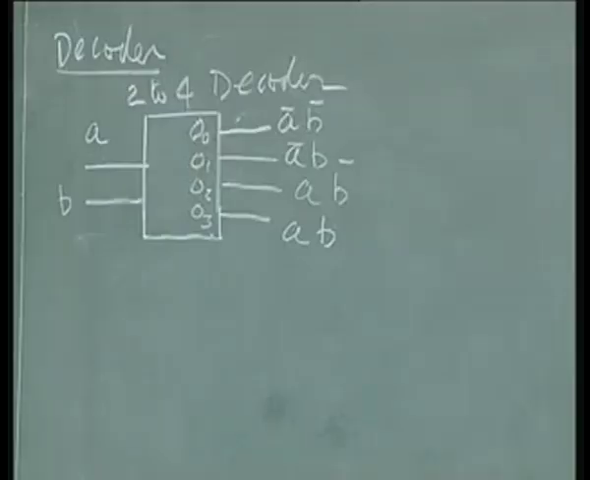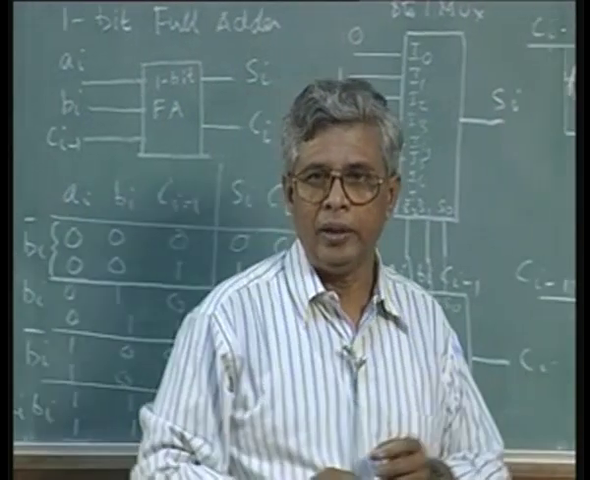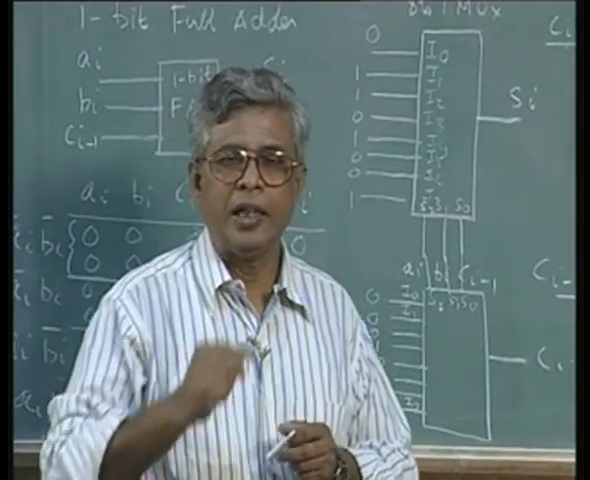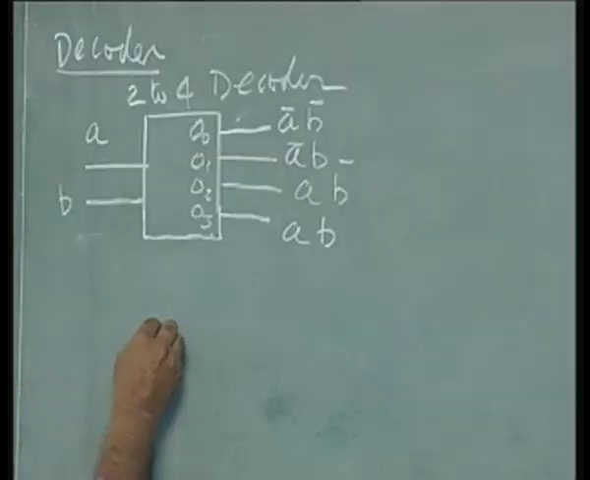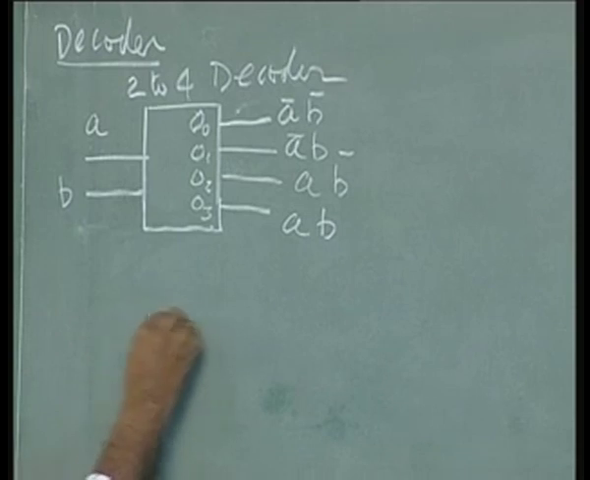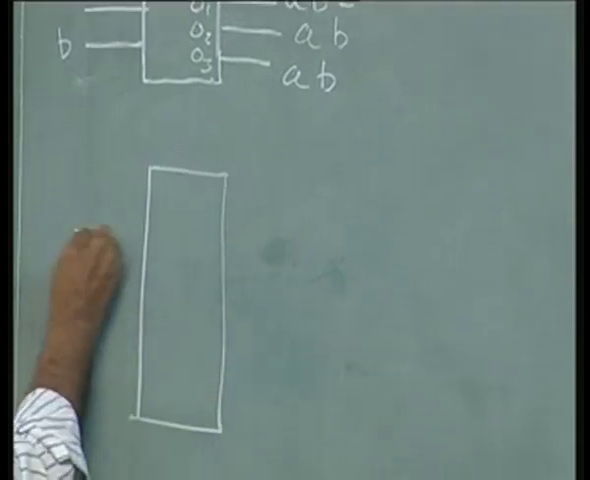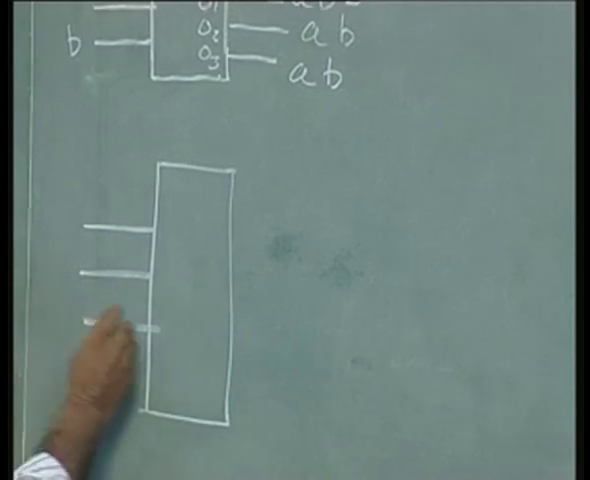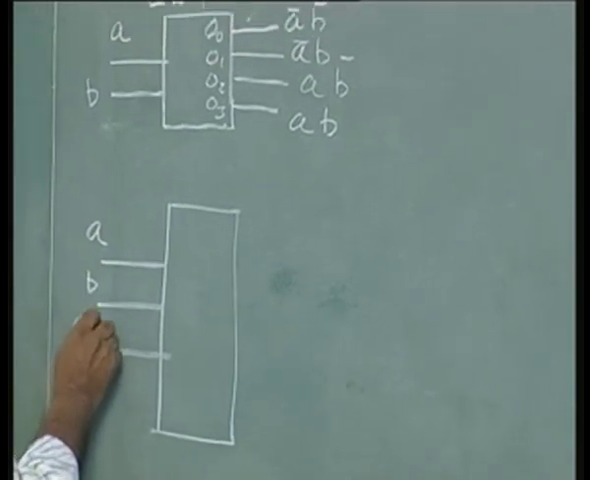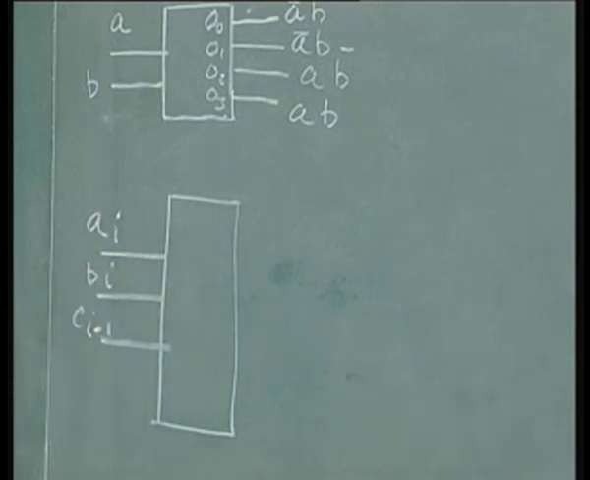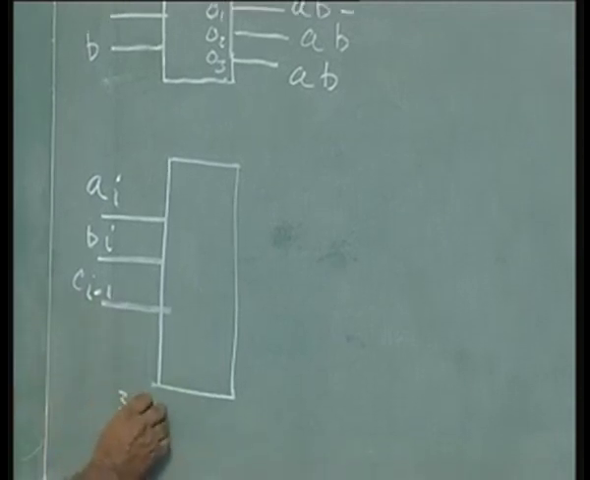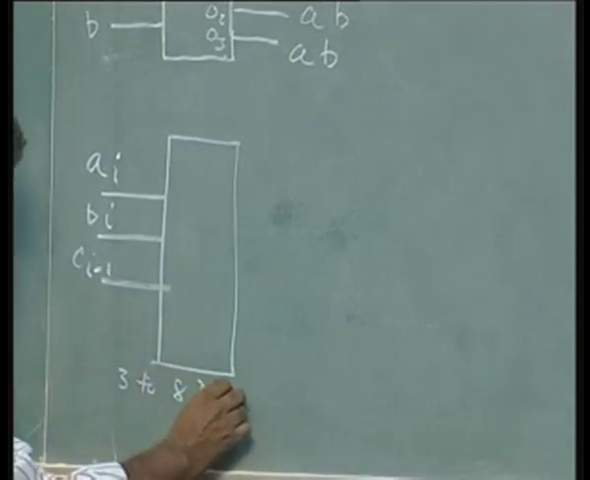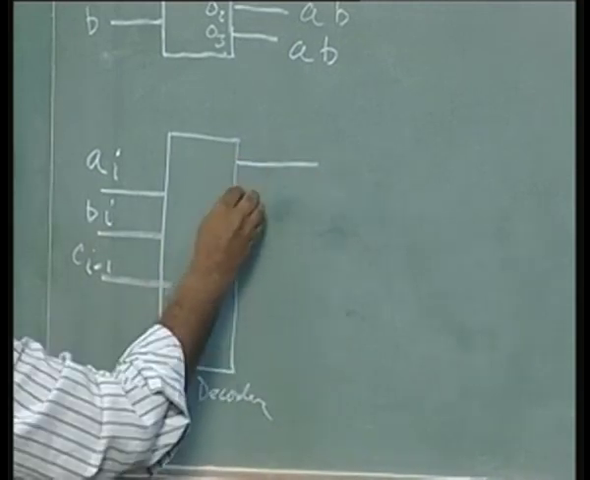So, let us see how to do the same problem of the full adder using a decoder. What is the size of the decoder we will use? I would use a 3 to 8 decoder. I will have 3 inputs. I will call these A, B and Ci minus 1: Ai, Bi, Ci minus 1 are the 3 inputs to the decoder, and 8 outputs.